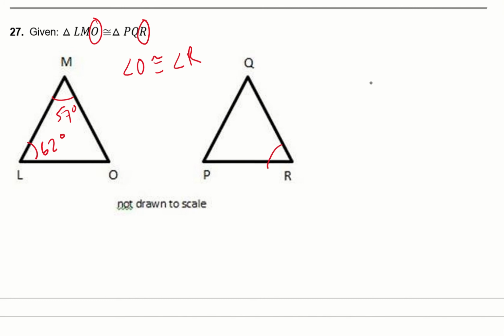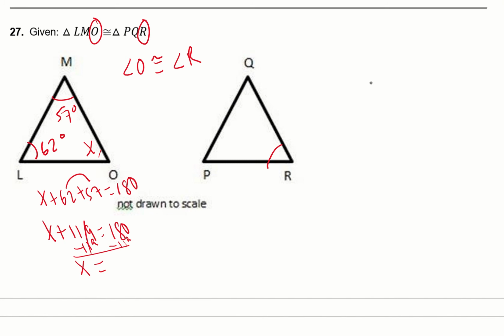Angle O is pretty easy to find, however, because by the triangle angle sum theorem, the interior angles of a triangle add up to 180 degrees. So let's call this x, and we know that those angles have to add up to 180. So if we add these, combine your like terms, you have 119. We'll subtract 119 on both sides. And so the missing angle is 61 degrees, which has to be the same as angle R.